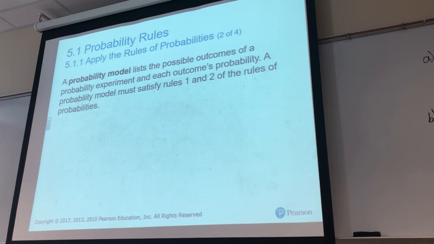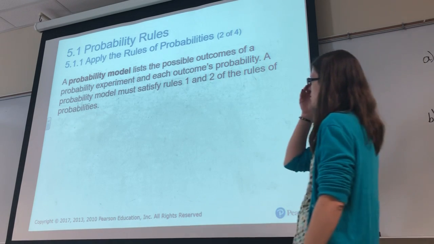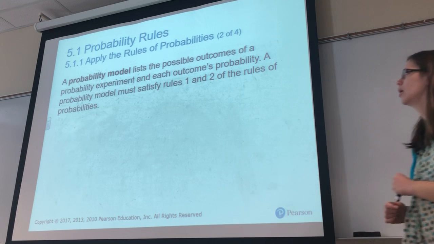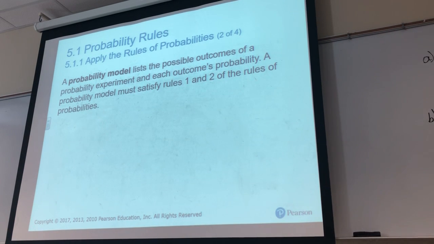Okay, and then we've got a probability model. That's going to have all of the different possible outcomes you can have for a probability experiment, and then you're going to have each outcome's probability, so it's going to look a lot like a relative frequency distribution. You've got your different outcomes and all of their probabilities, which is similar to relative frequency. But when you list out this probability model, it has to meet rules 1 and 2.